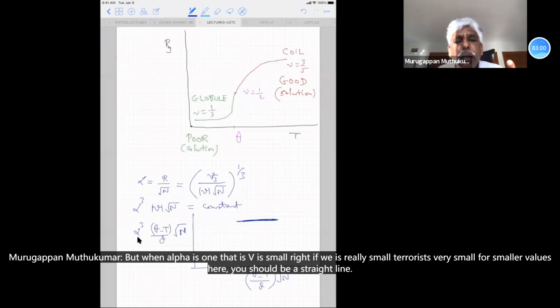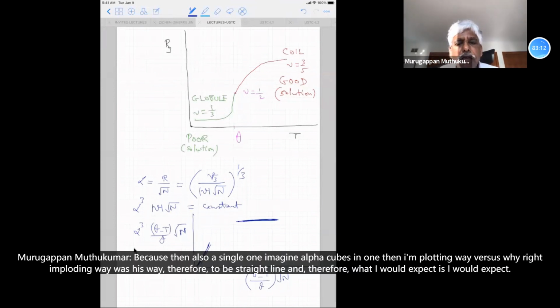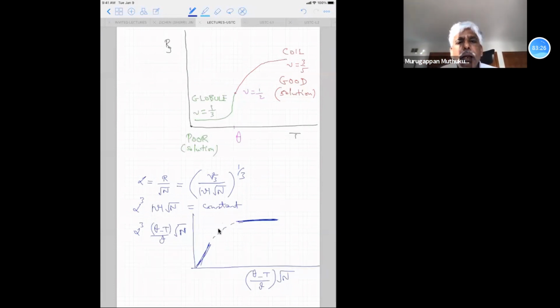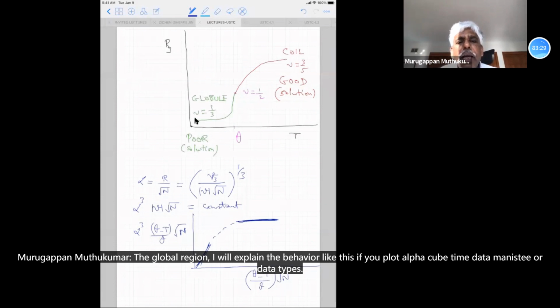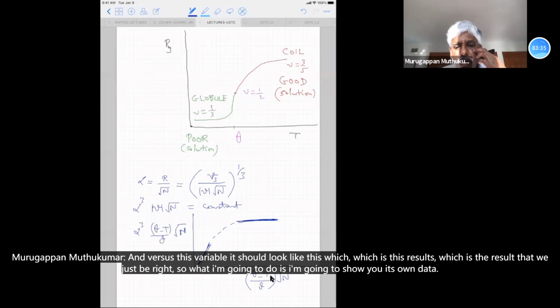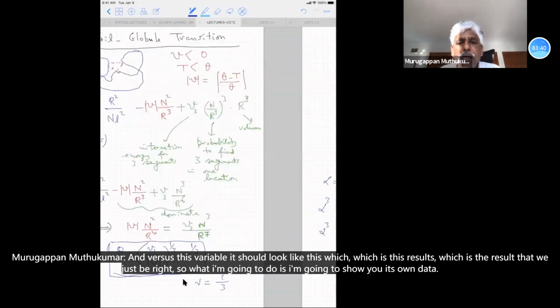But when alpha is 1, that is V is small, right? If V is really small, theta is very small, for smaller values here, it should be a straight line. Because then alpha is equal to 1, imagine alpha cubed is 1, then I'm plotting Y versus Y, therefore it will be a straight line. And therefore I would expect the globular region, a behavior like this. If I plot alpha cubed against theta minus T over theta times square root of N, it should look like this, which is the result that we just derived.